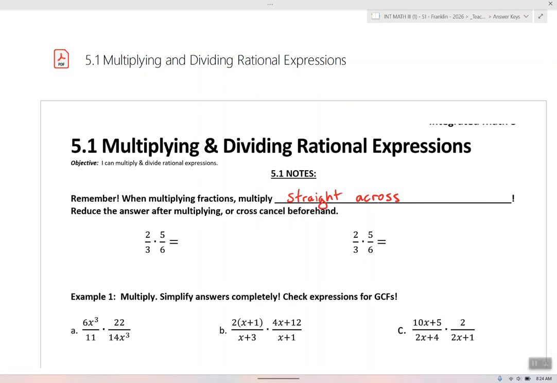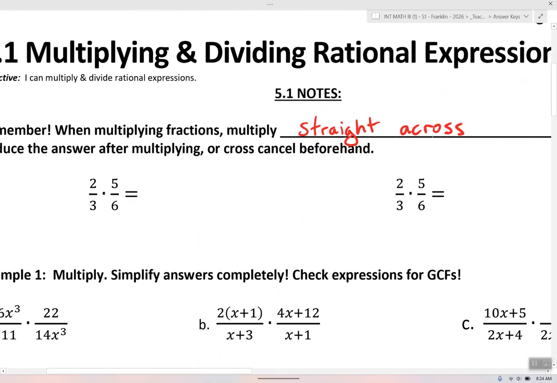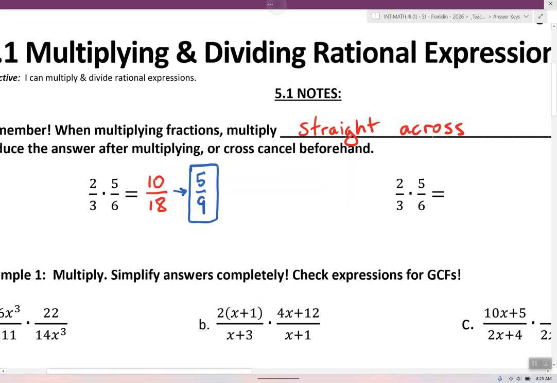You can reduce it after multiplying, or you can do some cross-cancel reducing beforehand. And I tend to prefer to do that beforehand because it makes things a little easier. But if you don't notice, it's not a big deal. So let's see both here and see which one you prefer. So if we multiply straight across, if we're going to reduce afterwards, here 2 times 5 is 10, and 3 times 6 is 18. And now I know that I can reduce this fraction since they're both even. I can divide them both by 2. So we get 5 over 9. And that is the most I can do. 5 is a prime number, so there's no way to reduce this further.